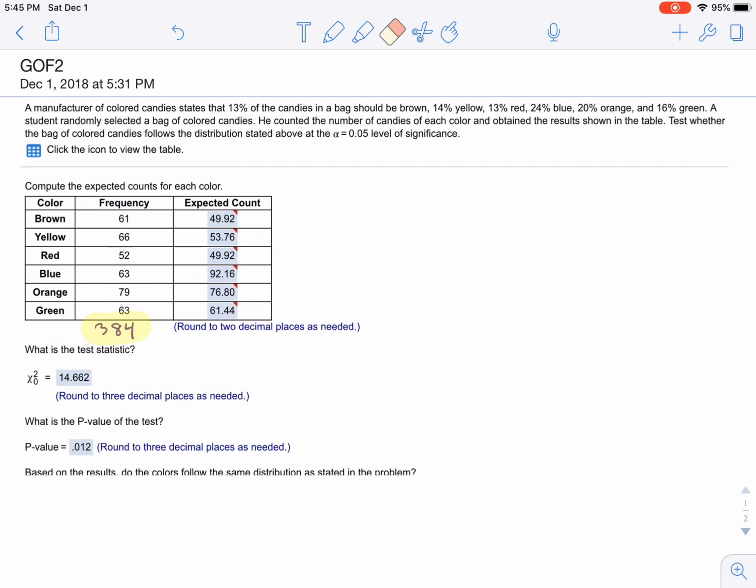All right, here we have a goodness of fit test. We have these frequencies here. In the question, what happened was a student got a bunch of candies and he counted them.